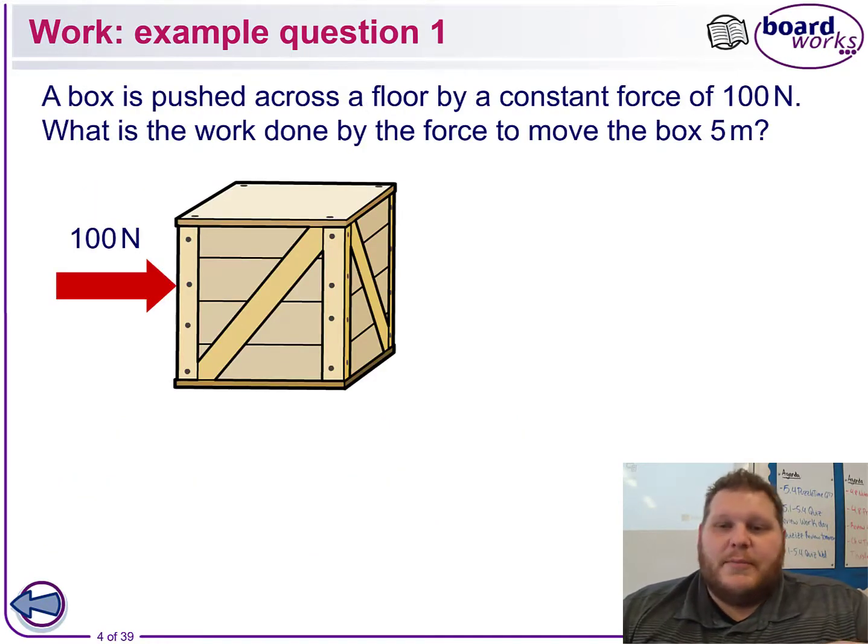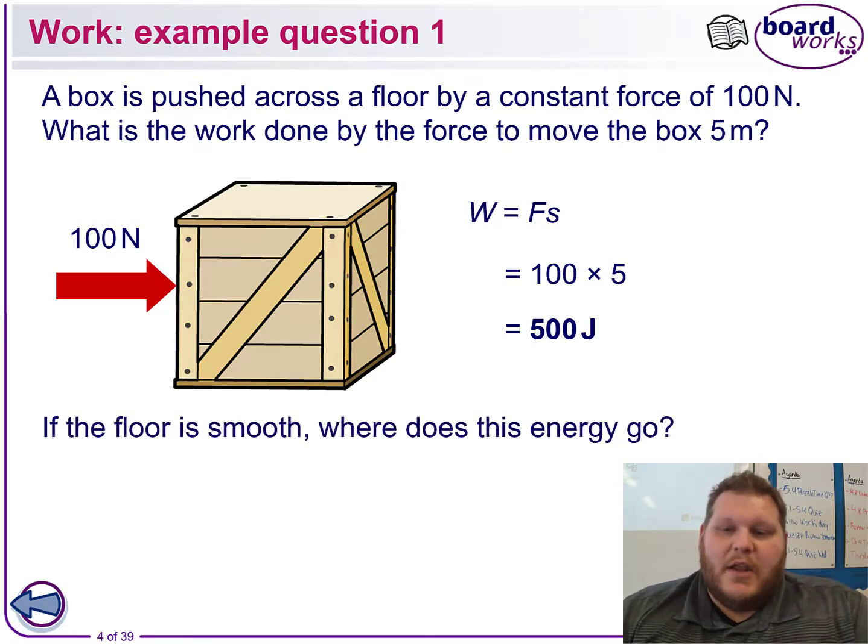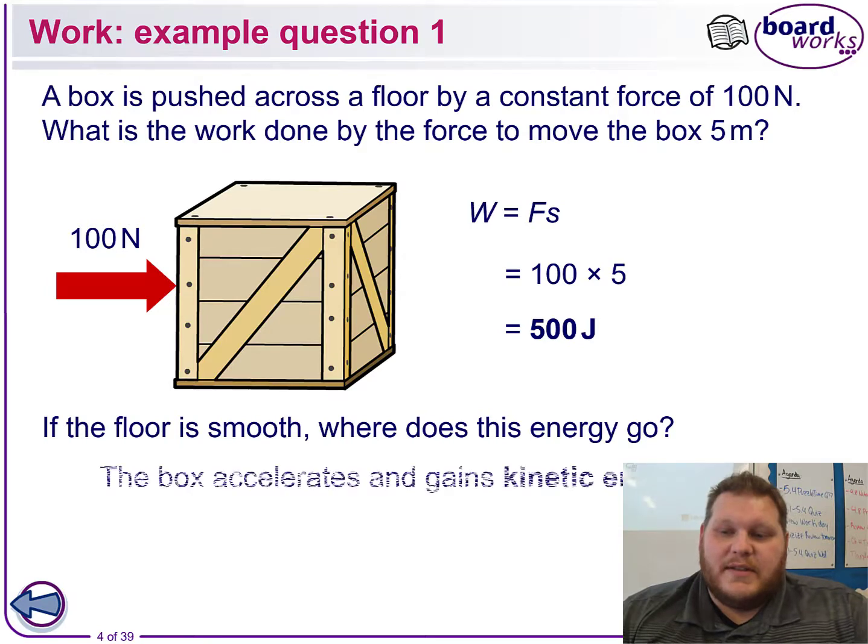So, a straightforward example here: if we push a box across the floor at a constant force of 100 newtons, what is the work done by the force if it gets moved 5 meters? Pretty straightforward. 100 is my force, 5 is my distance, so 500 joules would be the work done to push the box. If the floor is smooth, where does this energy go?